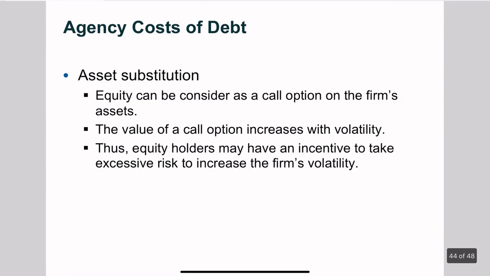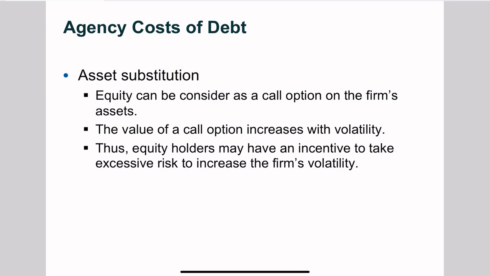Next, we talk about the agency costs of debt. Remember, this is a very important topic in the capital structure chapter, right? This is a part of the so-called trade-off theory. That is, if the firm has a lot of debt, then there are some agency costs. There are two major types. The first type of agency cost is called asset substitution.